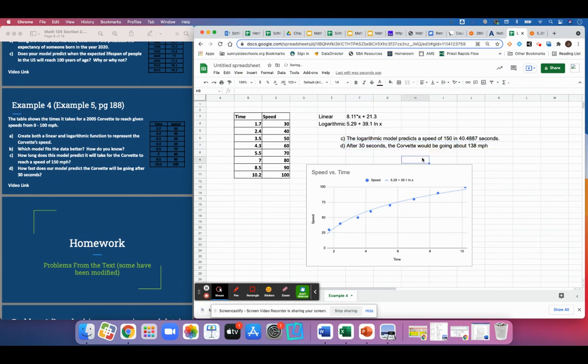That's pretty fast. So again, obviously the Corvette's never going to reach 1,000 miles per hour or something like that. So in every case, when working with these things, we have to be realistic with the results that we are trying to find, everyone.